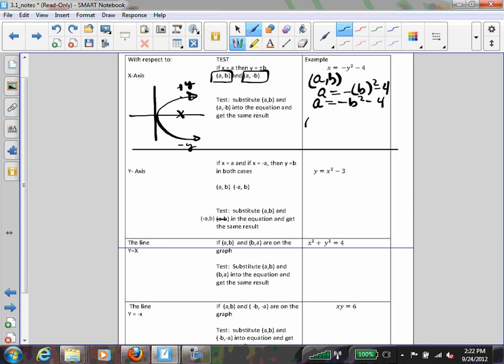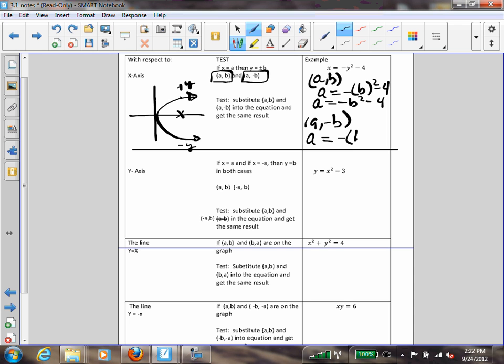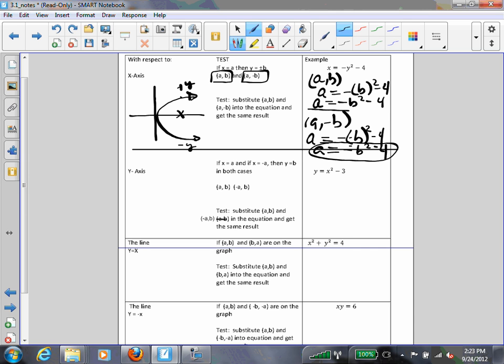All right, if I plug in a negative b, now I'm going to say a is equal to negative of negative b squared minus 4. Now look at how I'm substituting it in, and look at where I'm using parentheses. Parentheses are so important. Okay? I'm going to get negative b squared minus 4, aren't I? So this, when I used a negative b, is the same as this when I used a, b.